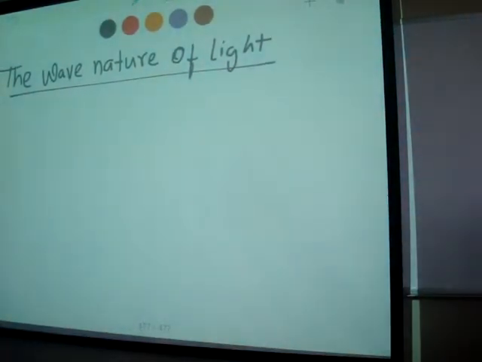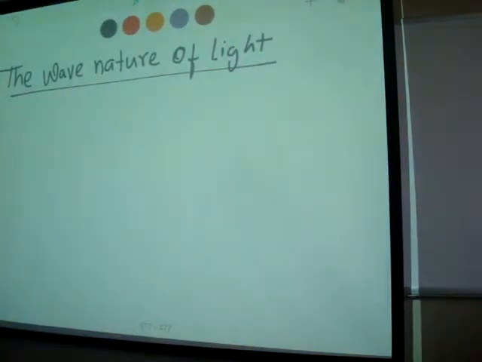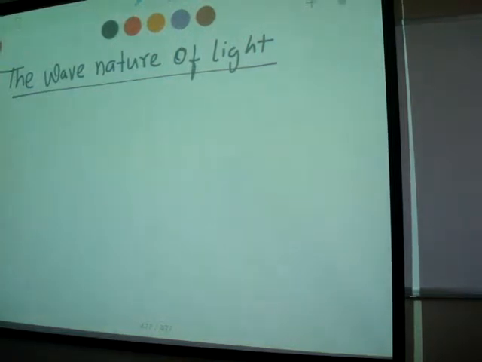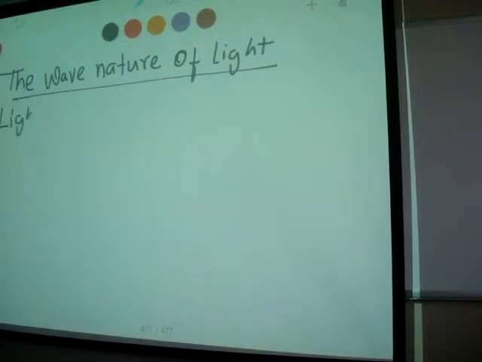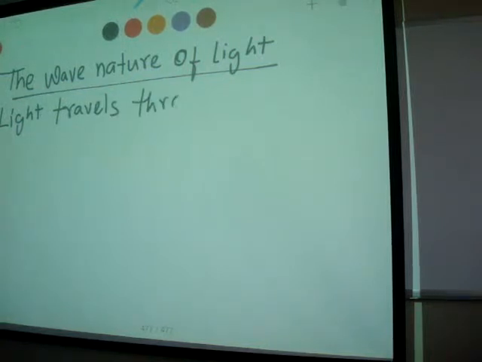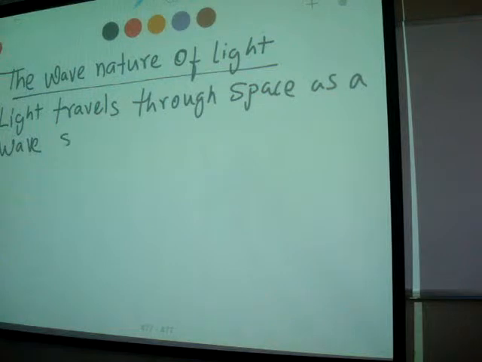So first, we'll start with wave nature of light. Light travels through space as a wave. It's similar to an ocean wave.